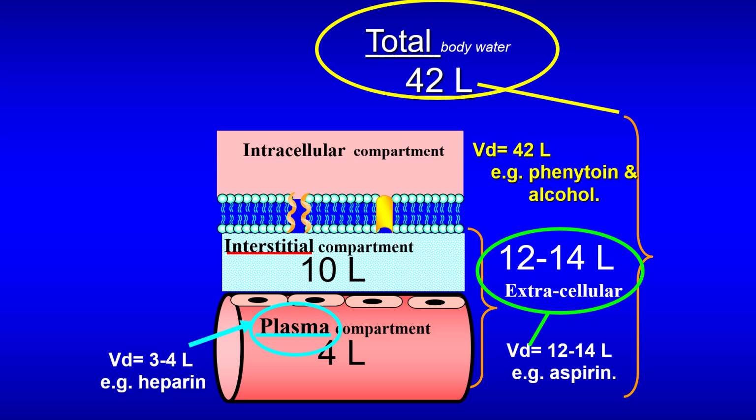The extracellular compartment consists of interstitial and plasma spaces, totaling 12 to 14 liters. Aspirin, for example, has a VD within this range, indicating distribution primarily in these areas. The plasma compartment alone is 4 liters. Drugs such as heparin are confined mostly to the plasma, with a VD of 3 to 4 liters. Understanding these distributions helps in predicting drug behavior and optimizing dosing strategies.